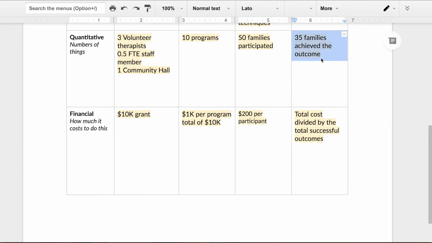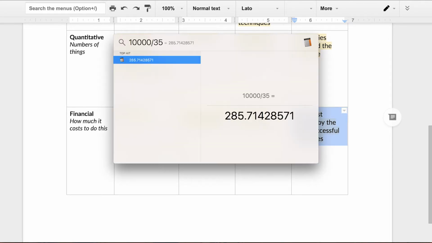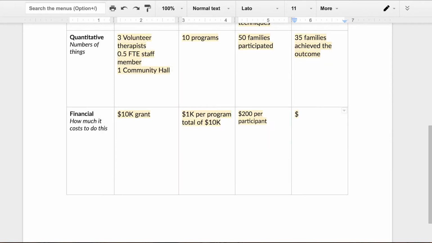Okay, neat. Next is the money stuff. How do we do this? If 35 families achieved the outcome, what is that cost overarching if we're breaking it down to 35 families? Right. So we want to write down the money spent to achieve each outcome, which means that if our program cost $10,000 and we had 35 families achieve the outcome, that's $10K divided by 35, or $285 each.